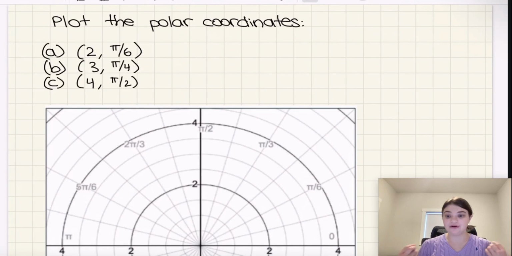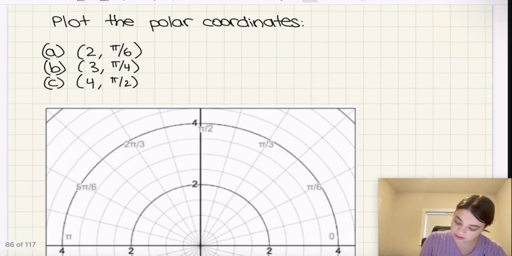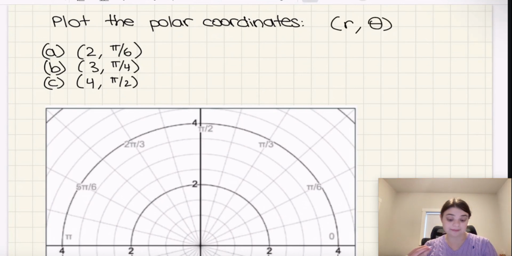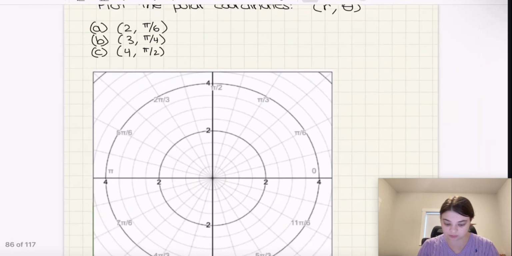Just a reminder, in order to plot polar coordinates, they are always in the form r, comma, theta. So for example, for A, it's telling us that the radius for the point A should be 2, a distance from the origin to the point of 2, and the angle, theta, should be pi over 6. So where would we plot this first point, point A?